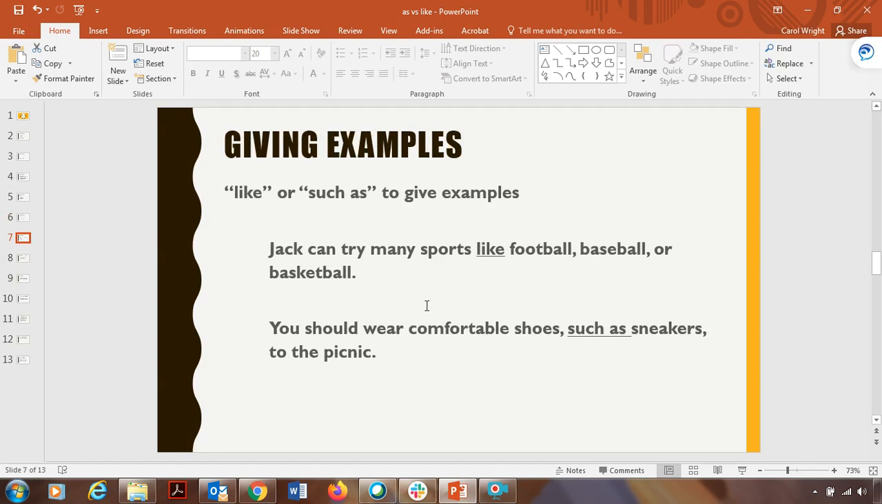Next, we're going to talk about giving examples. We can use like or such as to give examples. So here we can say, Jack can try many sports like football, baseball, or basketball. So I follow like with the list of examples.